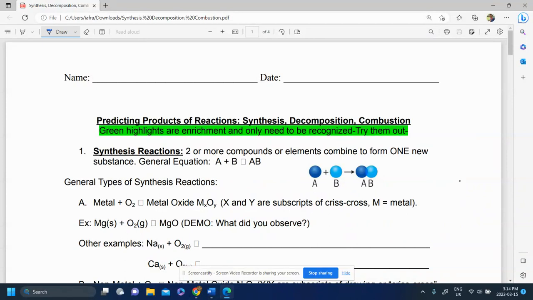So we'll start off with synthesis reactions. That's when you have two or more compounds or elements that come together to form one new substance. So you have two or more things coming together to make one thing. Synthesis means to put together, to build.